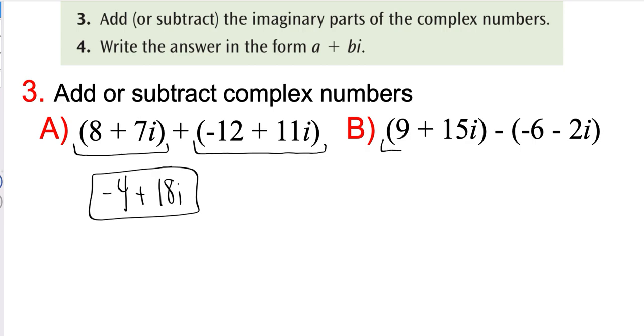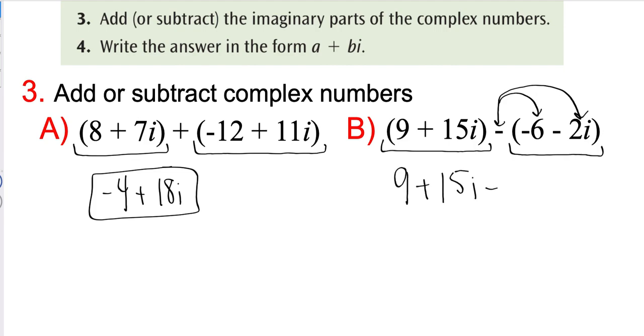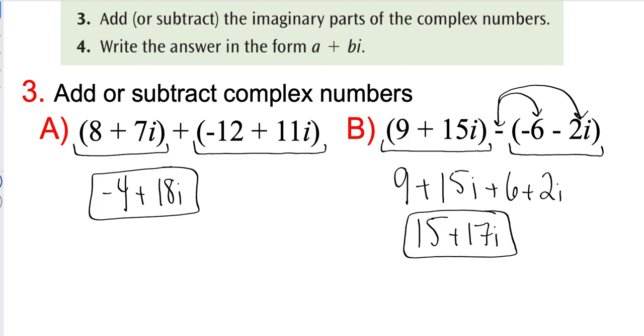So same thing here. We have this complex number. Now we have a minus this complex number. So what does a negative do to everything to the right of it? All right, that needs to go into this one. So you might want to rewrite this one before you do anything. So that would make that a positive 6, and that would make that a positive 2i. And now I'm looking to combine like terms here. 9 plus 6, 15. 15 plus 2 is 17i. That's the complex part, okay? And again, make sure we write it like this. a plus bi. I must have the i last in order for it to be in standard form or general form, okay?